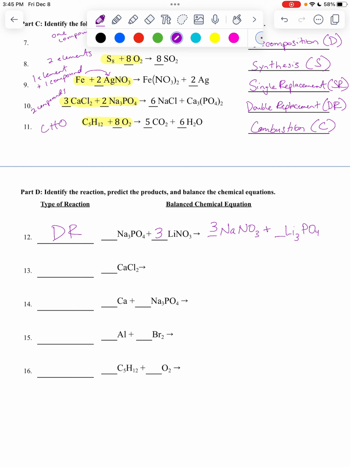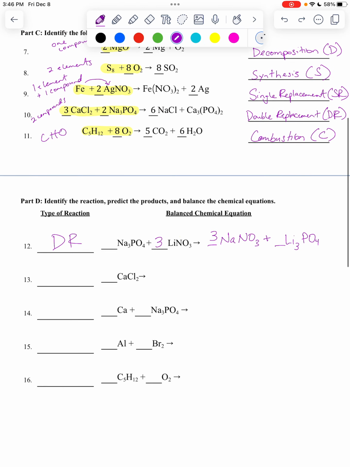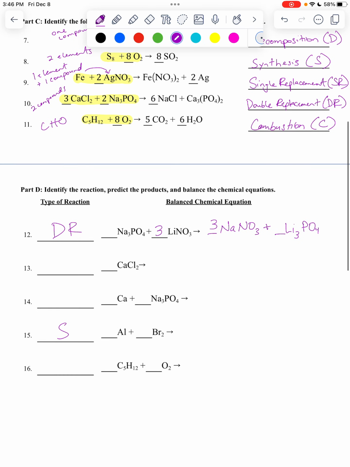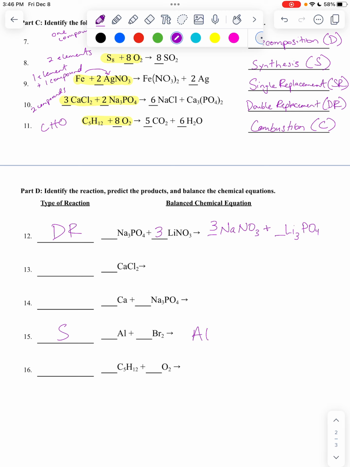So I said I would also do 15. So 15, it happens to be 2 elements at the beginning. 2 elements is going to be a synthesis, which means they get together. Please don't fall in the trap of just combining these. First of all, this also is an L. It is not an I. There's no AI element or compound there. AlBr, and some of you are going to want to write 2 because you see the 2 here.